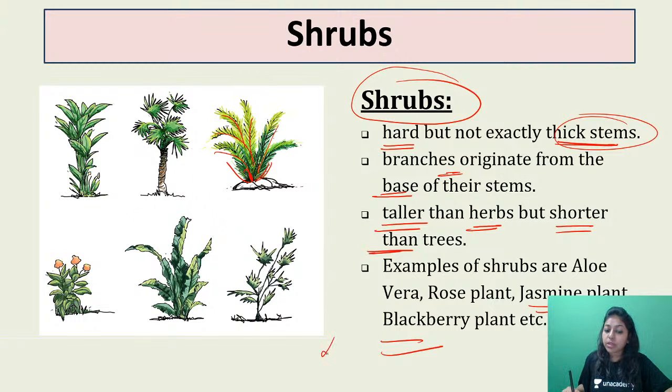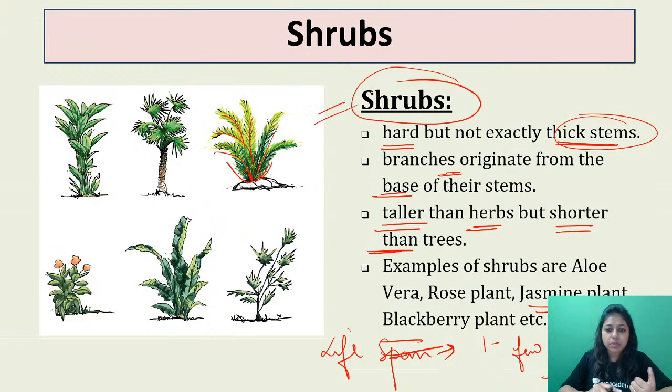And if you talk about the lifespan, like we said for herbs, it could be a few months only, or a season, something like that. But when we talk about shrubs, it can go up to 1, 2, or even 3, 4, or 5 years. So it could be a few years. Okay, so that is the lifespan of shrubs. I hope you are clear with herbs and shrubs.